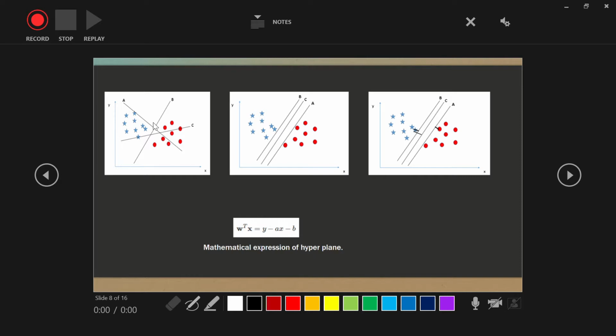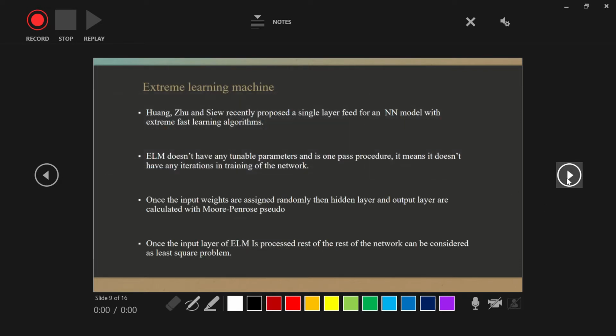How can we find the hyperplane? The hyperplane is the plane that has the maximum distance between both the inputs. Here we can see that out of all the planes A, B, and C, plane C has the highest distance between these two inputs, so we can consider C as the hyperplane. Later we can derive a mathematical expression for that hyperplane, and we can calculate their GPAs.